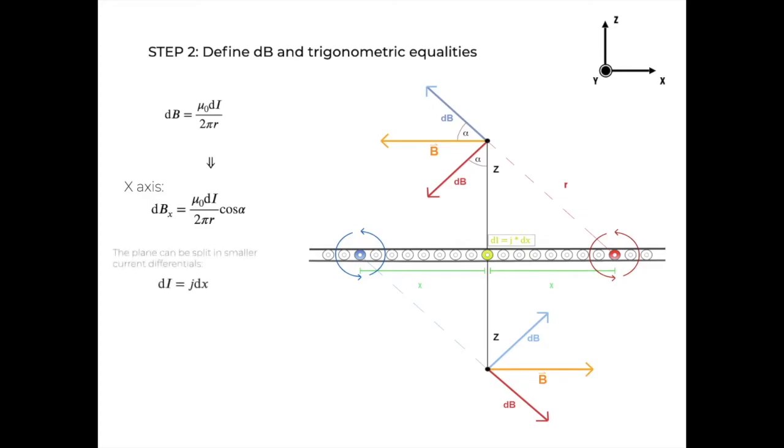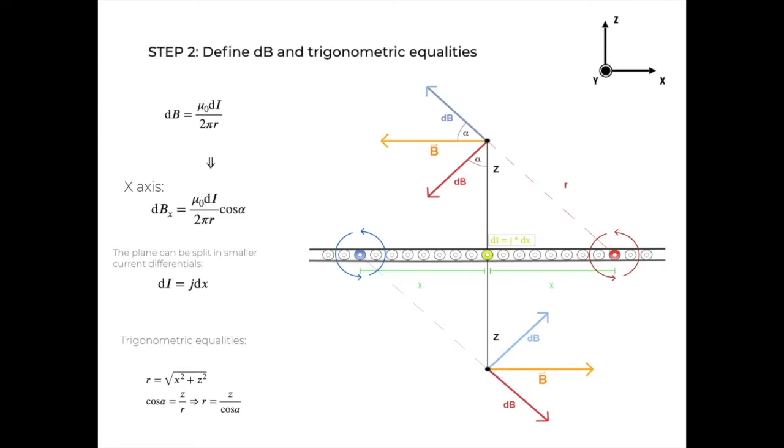Also, the plane can be split in smaller current differentials, and so we say that dI equals J dx. We call r the distance of the line drawn from dI to point P, and so because of trigonometrical properties, we can say that r equals the square root of x squared plus z squared, and that the cosine of alpha equals z over r.